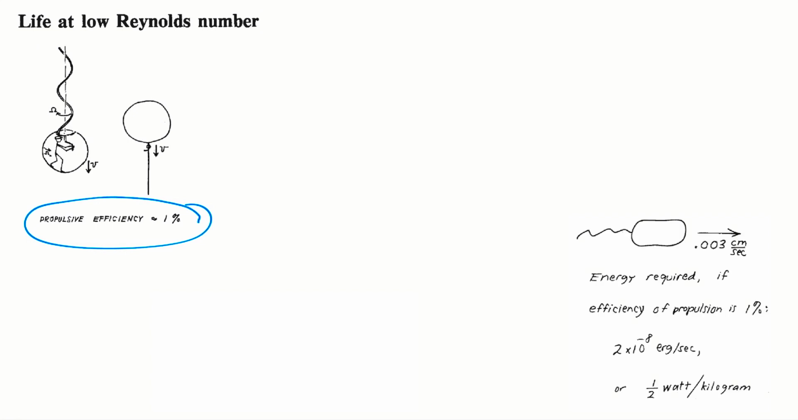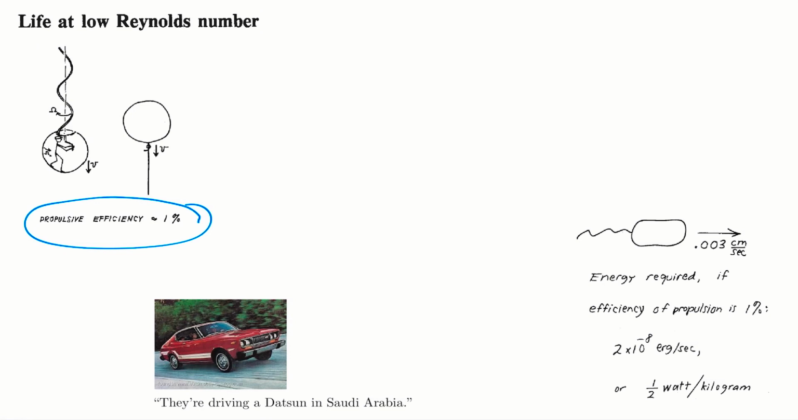And then he goes on to explain that if the efficiency of propulsion is 1%, the energy required is so low, right? Half a watt per kilogram, to propel these creatures around. It's so low that it doesn't matter at all. They have way more than enough food around them to cover this energy. So today it doesn't matter at all. I love his quote too. They're driving a Datsun in Saudi Arabia, which is a vehicle known for being efficient, and surrounded, of course, by all the gasoline it would need. So it's just a funny, quirky way to explain it.